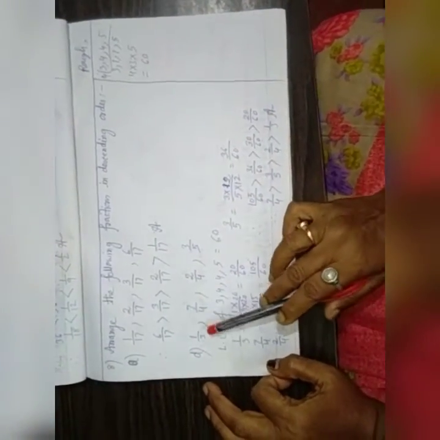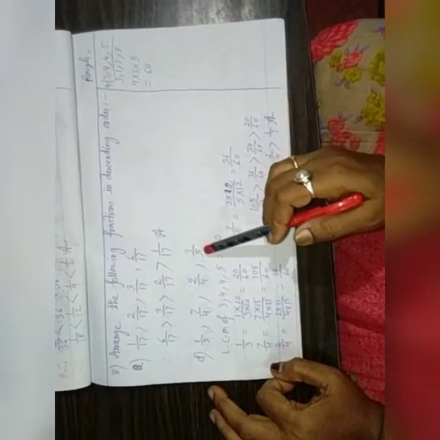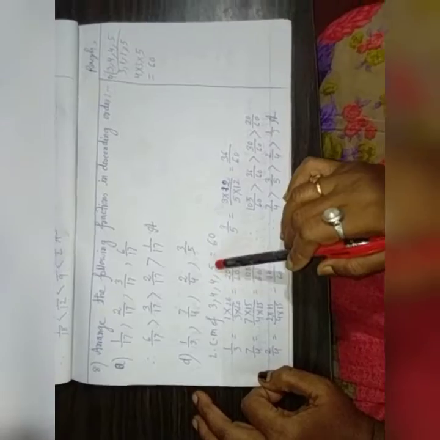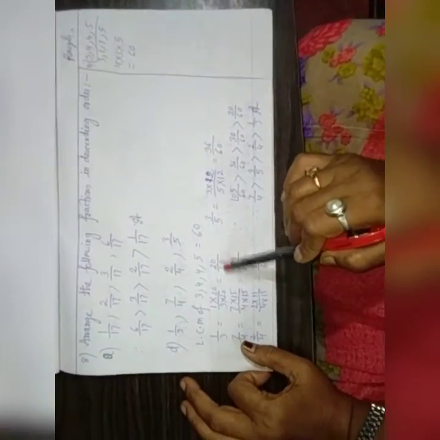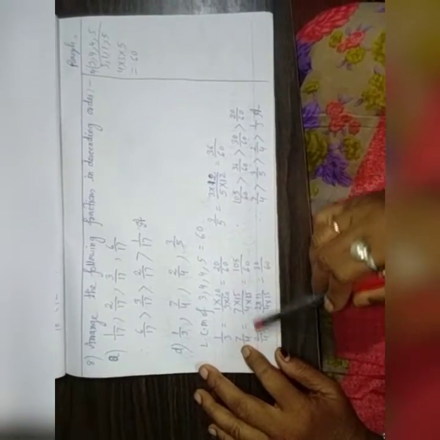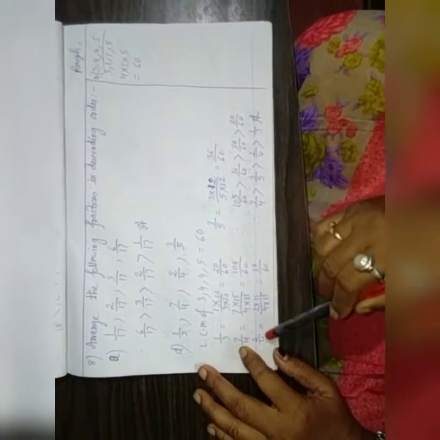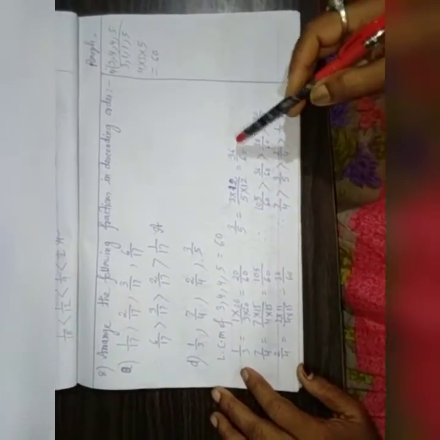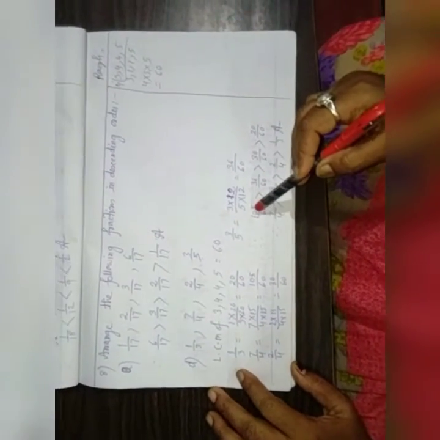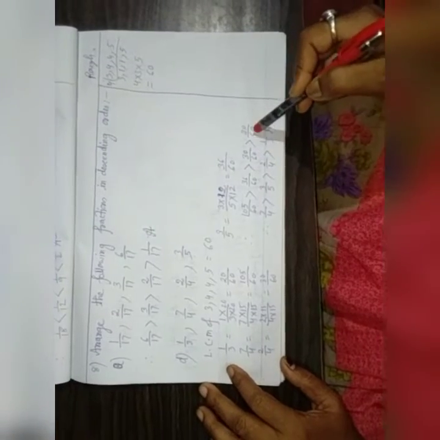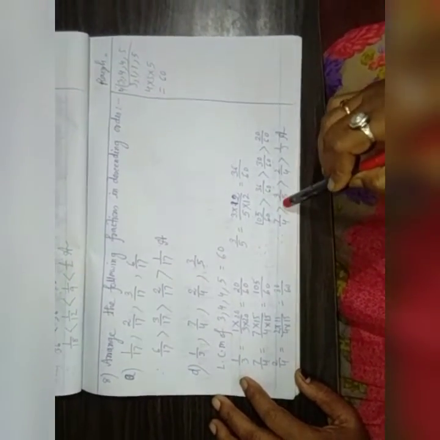Answer. D. 1 by 3, 7 by 4, 2 by 4, 3 by 5. First of all, we have to find the LCM of 3, 4, 5, that is 60. Denominator 60. 1 by 3 equal to 1 into 20, 3 into 20, 20 by 60. 7 by 4 equal to 105 by 60. 2 by 4 equal to 30 by 60. 3 by 5 equal to 36 by 60. That is 105 by 60 greater than 36 by 60 greater than 30 by 60 greater than 20 by 60. That is 7 by 4 greater than 3 by 5 greater than 2 by 4 greater than 1 by 3.